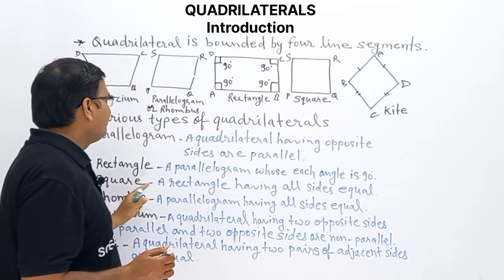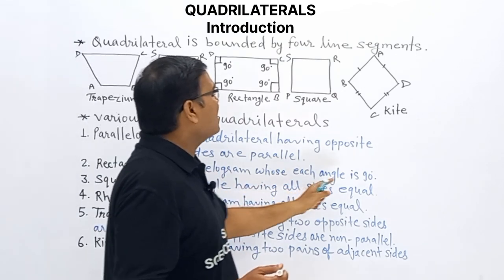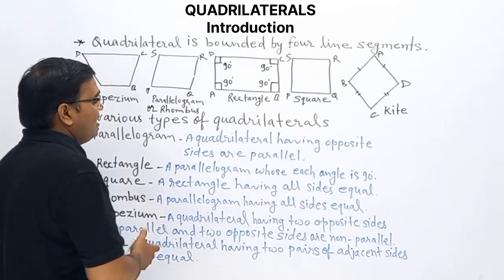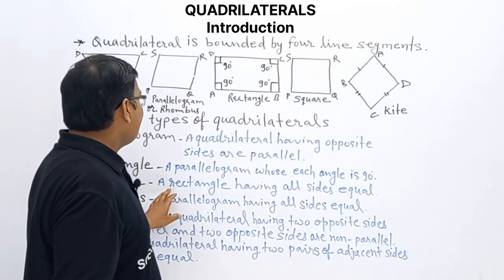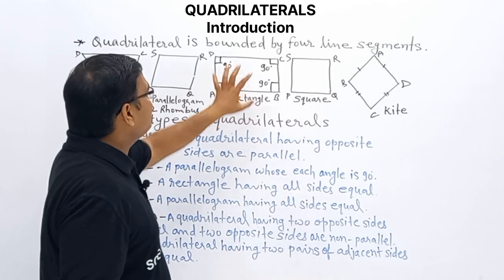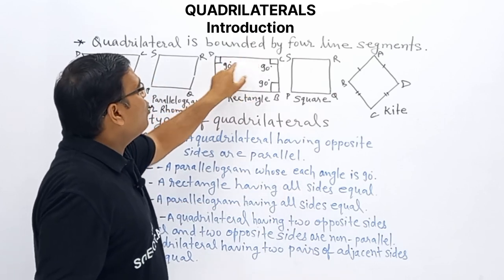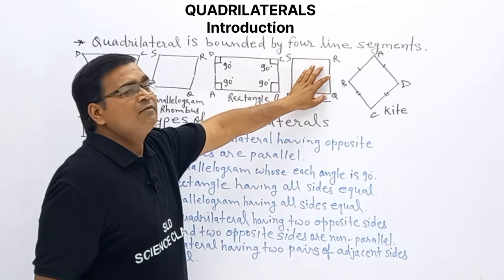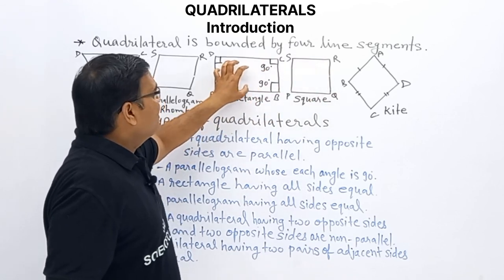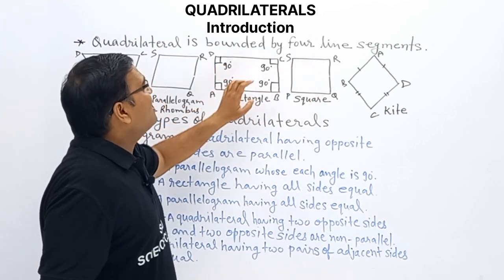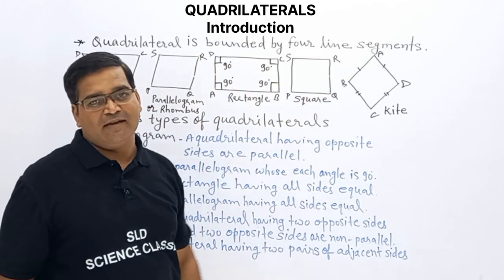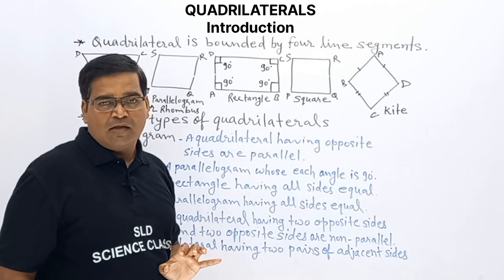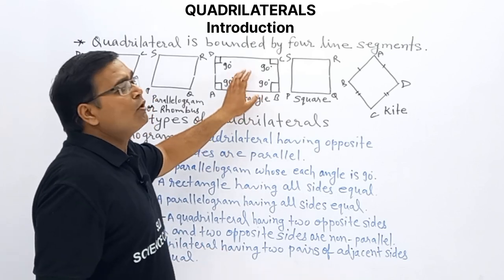Next one is the square, a rectangle having all sides equal. Square is what? A rectangle, but a rectangle having all sides equal. This is the rectangle and all its sides are equal, then we can say we are getting a square. Once in a rectangle all sides are equal, that one is a square.